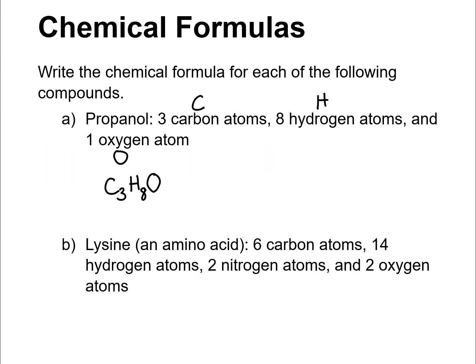Okay. For lysine, which is an amino acid, it's part of proteins in your body. We've got 6 carbon atoms, so we represent that with a C and a subscript 6. 14 hydrogen atoms, so we have an H with a subscript of 14. Nitrogen is N, so we write N with a subscript of 2. And oxygen, we also have 2. So we write an O with a 2.